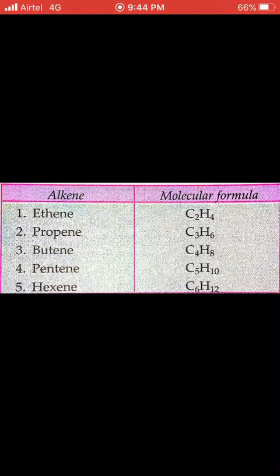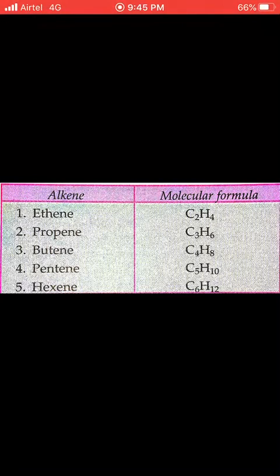Note one thing more. In these alkenes there is also a difference of CH2. So these alkenes are also a homologous series. Getting my point? It can be in ascending form, it can be in descending form as well.